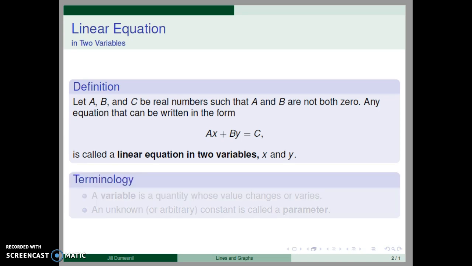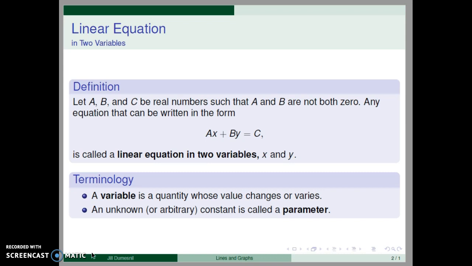As with all of mathematics, terminology is important for understanding the content. A variable is a quantity whose value changes or varies. In a given linear equation, x and y are variables. An unknown or arbitrary constant is called a parameter. In the equation above, a, b, and c are parameters. They are letters representing constants.